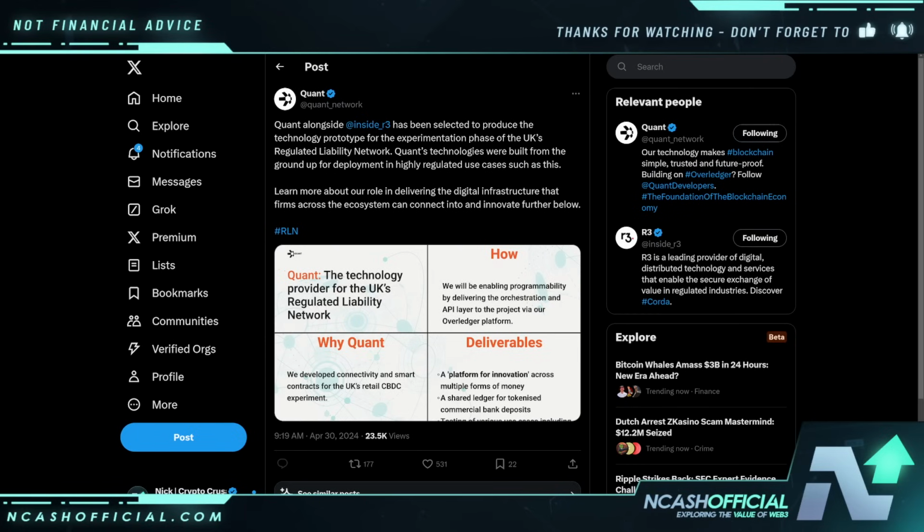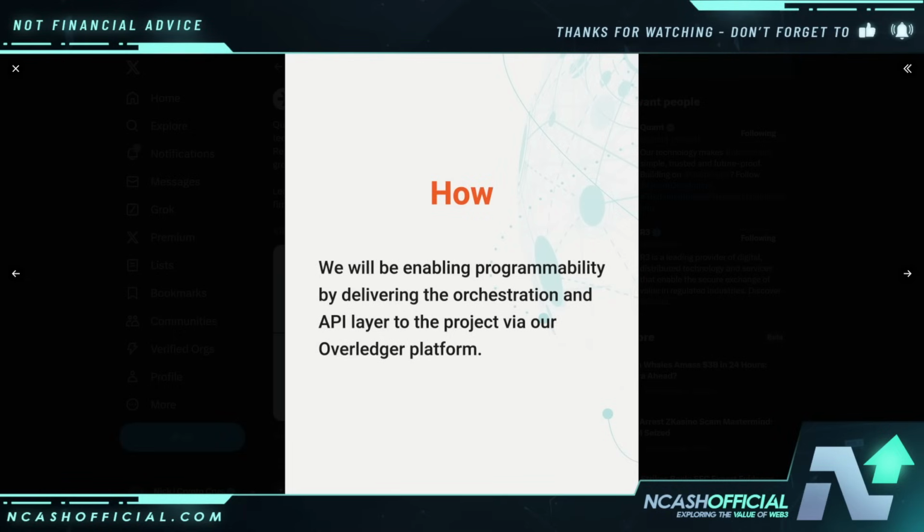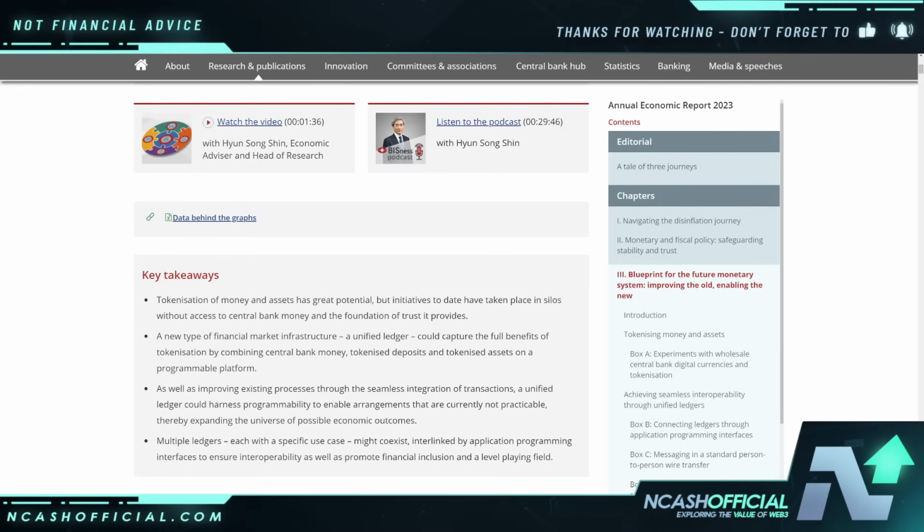So if we actually look at the RLN, again, the how is enabling programmability by delivering the orchestration and API layer to the project via our Overledger platform. So this is how we could very well see multiple ledgers, which we will see. And when we look at multiple ledgers, I feel as though so many people are looking at this and saying, oh, well, this is private ledgers. This is private ledgers controlled by central banks. Guys, these all have a specific use case.